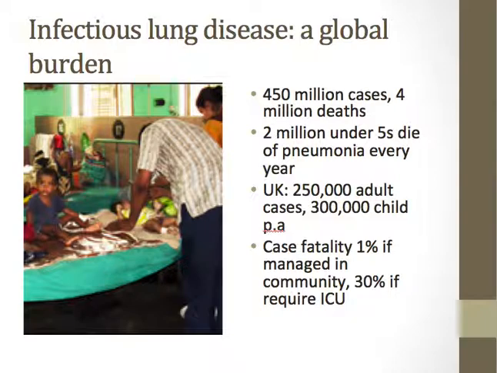In the UK, it's estimated that there are about 250,000 adult cases and 300,000 child cases per annum. The case fatality rate for pneumonia is about 1% if it's managed in the community, but that rises to 30% if the patient's hospitalised and requires intensive care. So these diseases are a huge burden on healthcare systems worldwide.